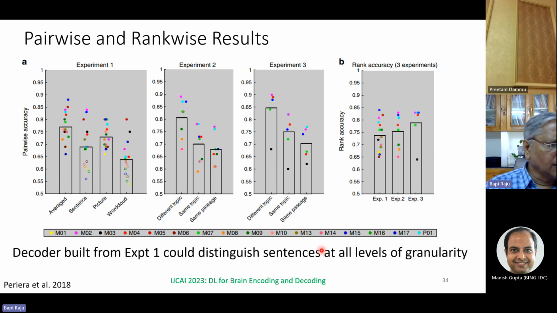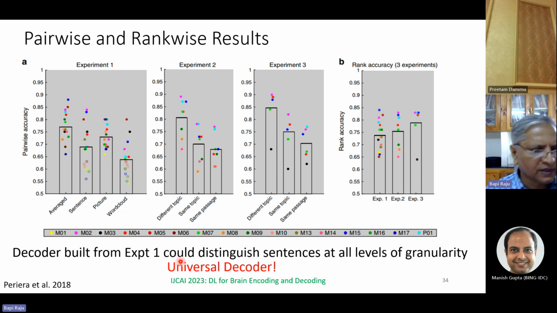So the decoder built from experiment 1 could distinguish. This decoder is built based on the concepts from the first experiment that are reused for sentence topic prediction from sentences, and passage discrimination of sentences from same or different passages. So this decoder that's built seems to have much generalized performance. That's why this is called a universal decoder. It's a decoder built from experiment 1.